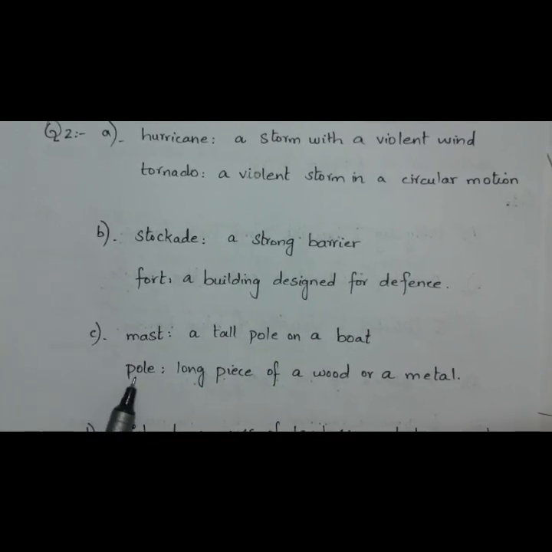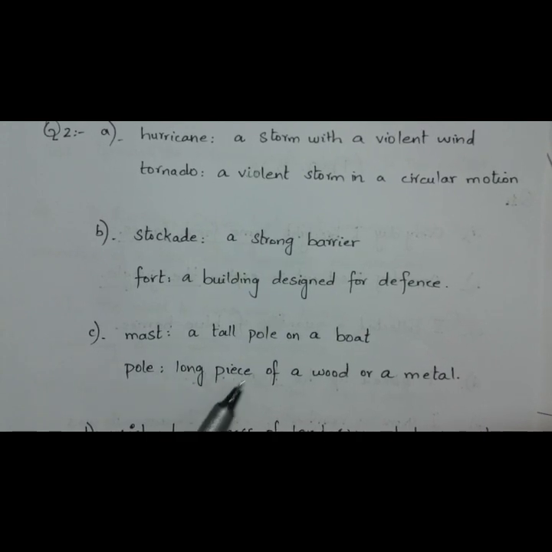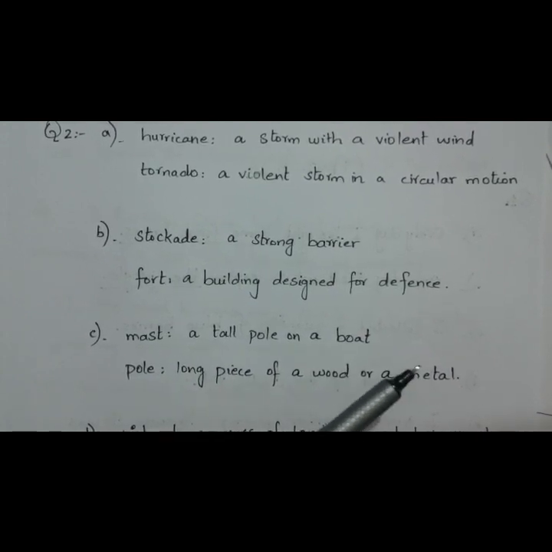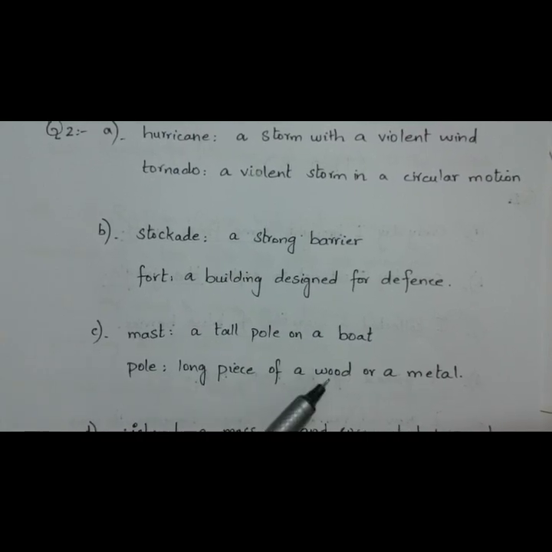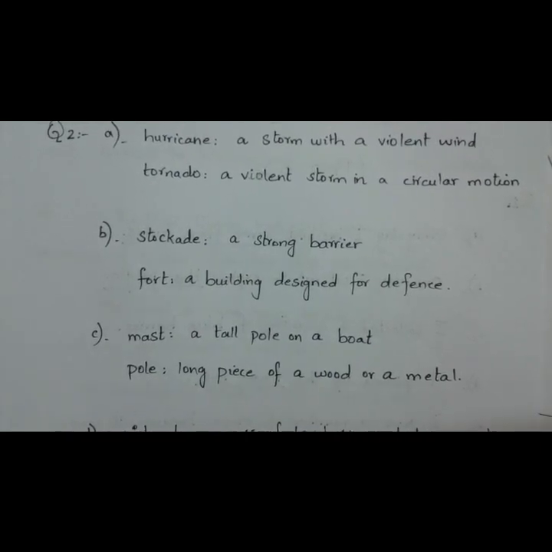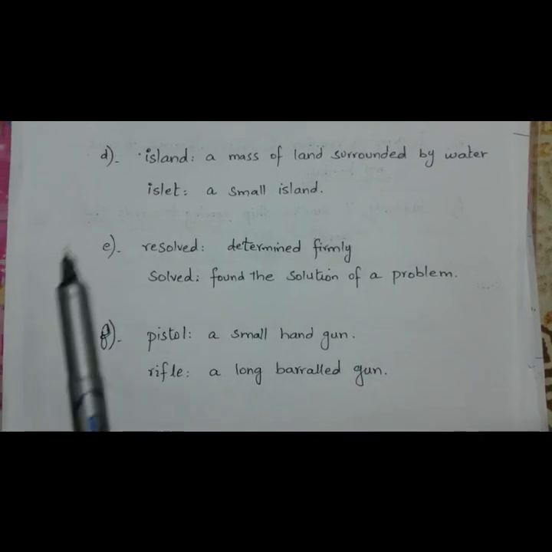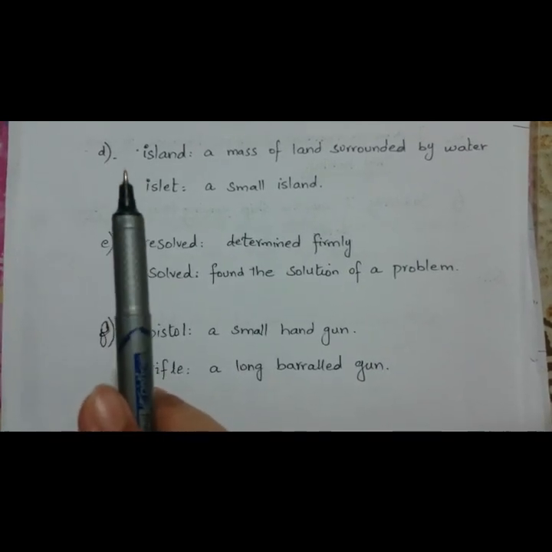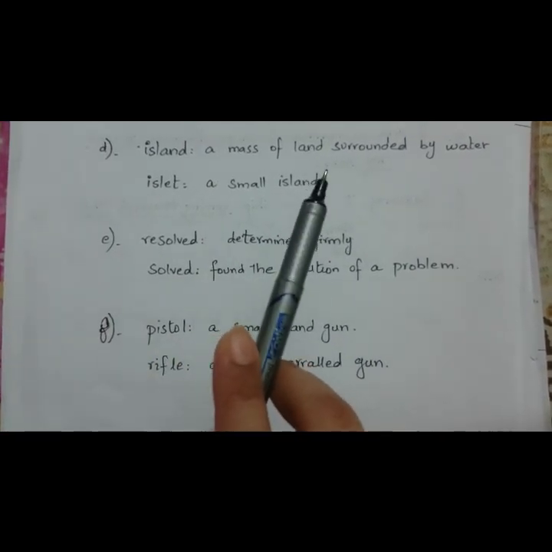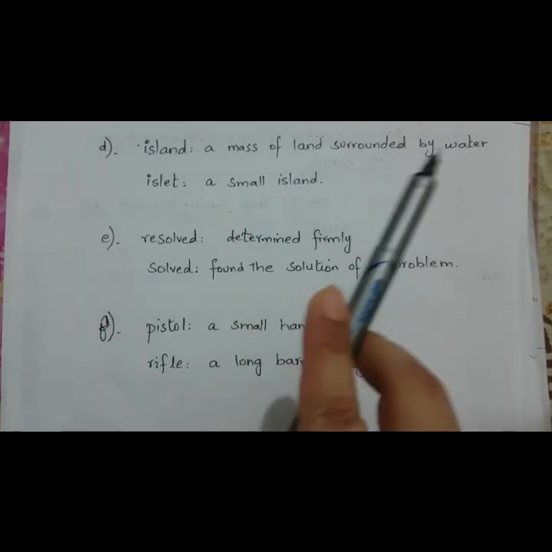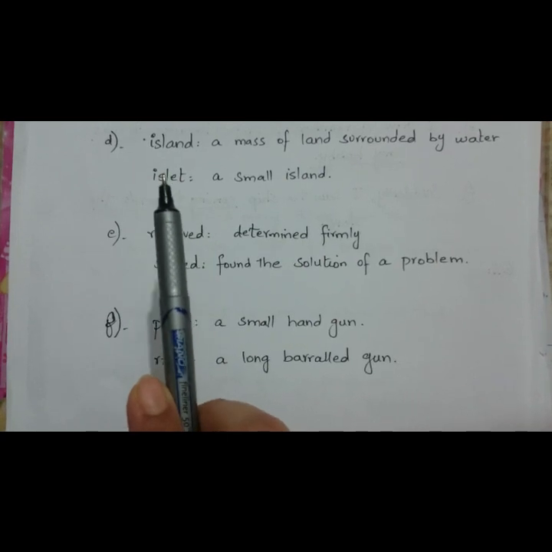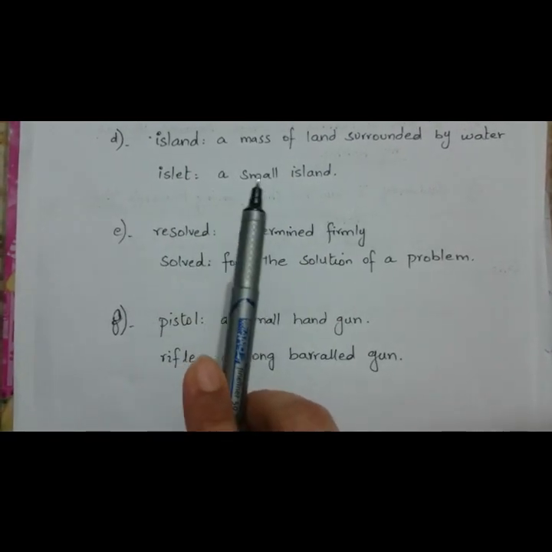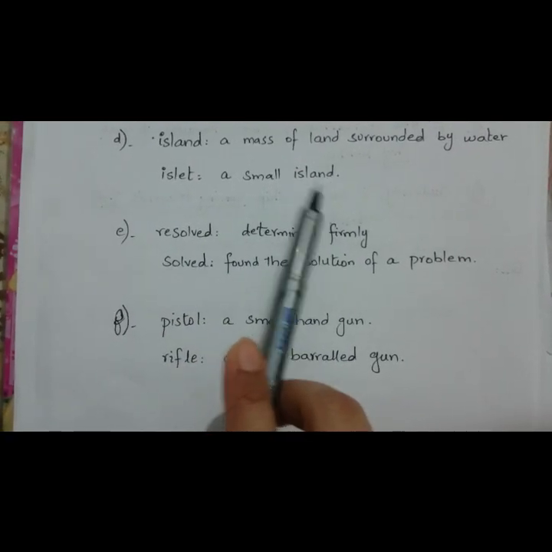Then we have a pole. What's a pole? It's a long piece of wood or metal, usually just like a flagpole, which is long and tall, and it is usually made up of wood or metal. Moving towards the next one, we have island. What's an island? A mass of land or an area of small land which is surrounded by water, covered with water all around. Then we have islet. What's an islet? It's a little or a small island. We call it an islet.